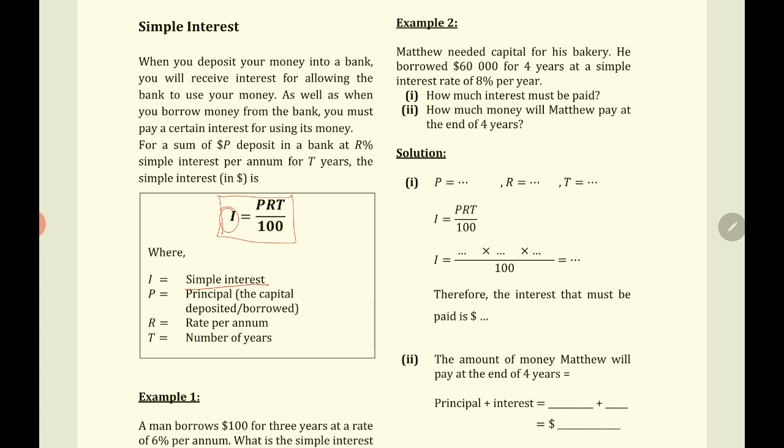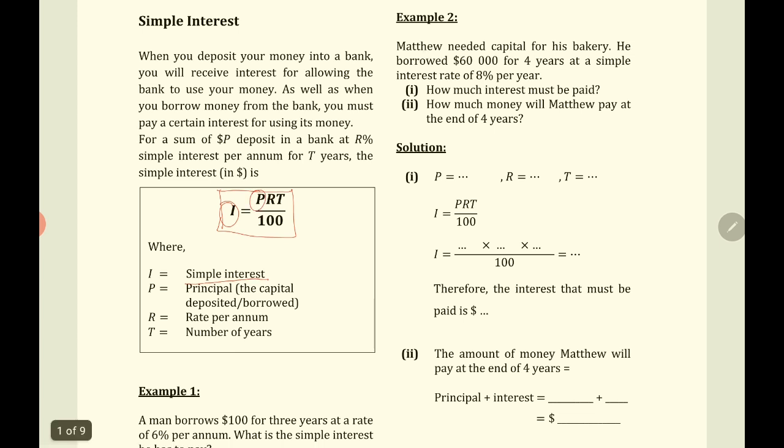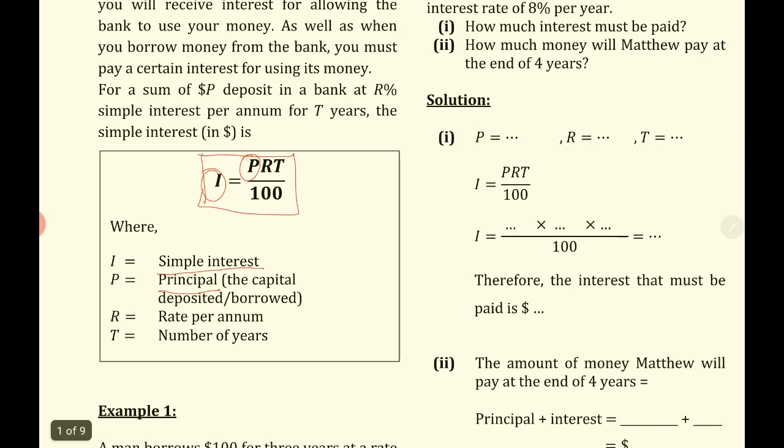Okay, and I here is the interest. And then P here, P is principal. Principal means the initial money that you borrow from the bank, or initial money that you deposit to the bank. So that's the amount of money that you deposit or you borrow at the first time. That's the principal P. And then R here is the rate per annum. Annum is year, per year.